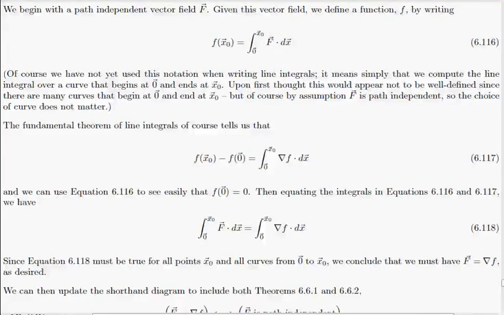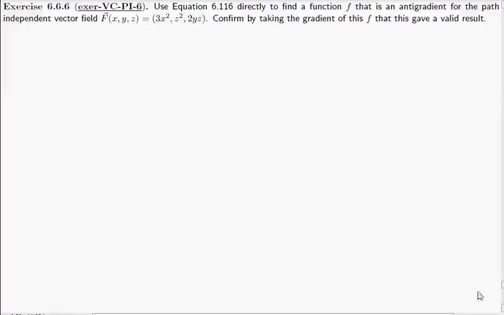Okay, great. So hang on a second. Which problem was this? This was PI6. Okay.